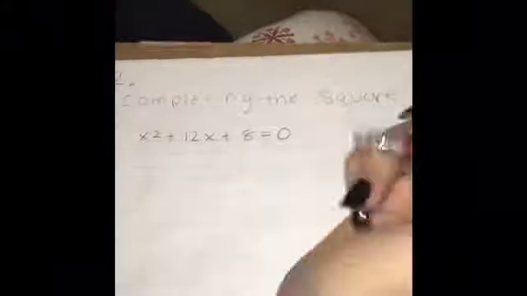The thing you're going to do is subtract 8 on both sides. And you're going to get x squared plus 12x equals negative 8. Then you're going to come off to the side, and you're going to do b over 2 squared, and this is your b. So you're going to do 12 over 2 squared, and then that is 6 squared. So that is 36. And then you are going to add this to both sides. So you're going to do x squared plus 12x plus 36 equals negative 8 plus 36.